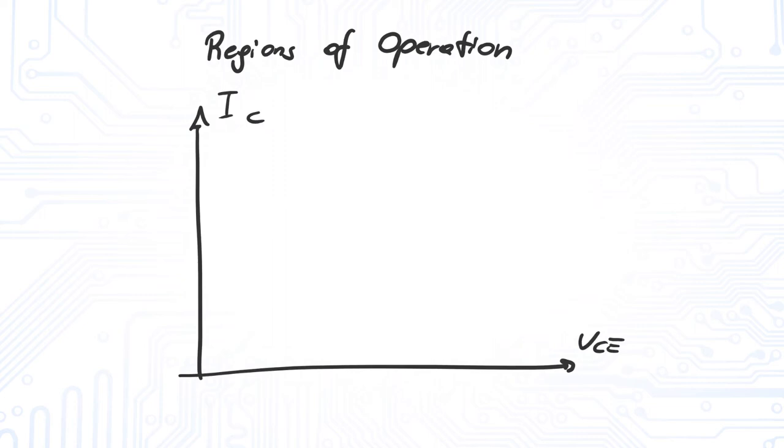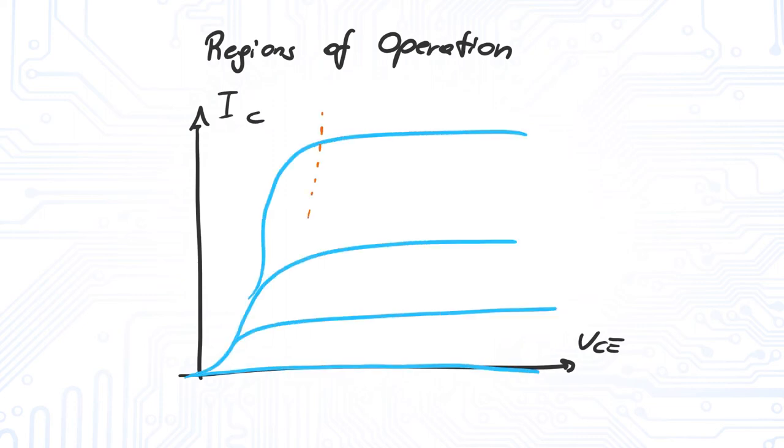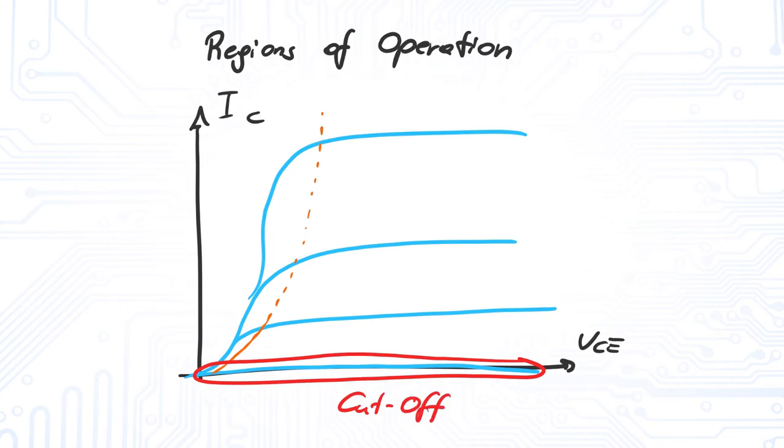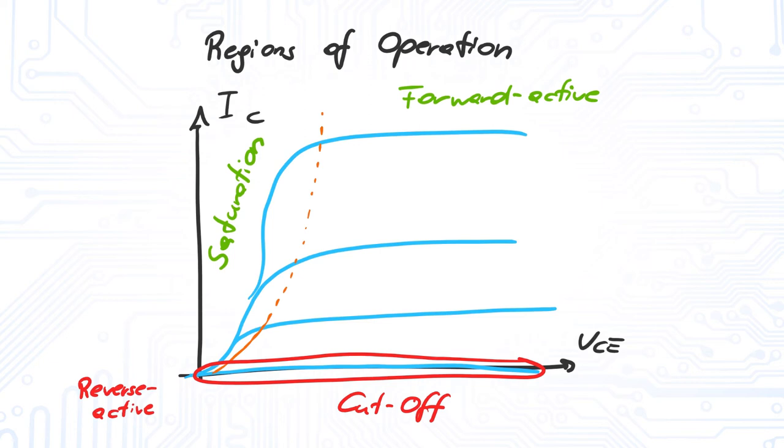A bipolar junction transistor can be operated in a couple of different modes. All of them can be identified in the output characteristic. There's the cutoff region, where no current is flowing. The forward active region, in which the transistor behaves like a current source. The saturation region, with its strong variation of IC with respect to VCE. And lastly, the reverse active region.